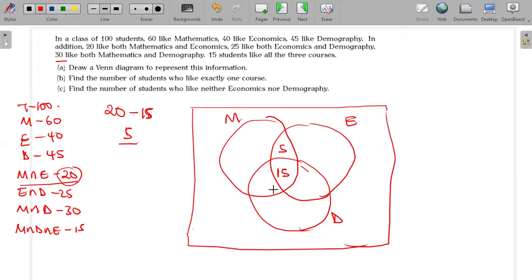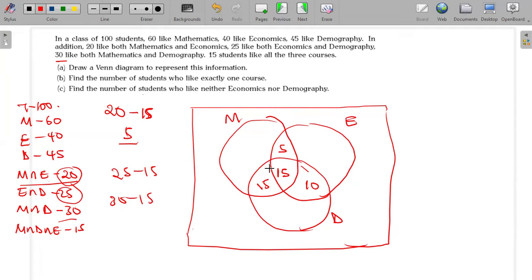Then we go to those that like economics and demography, which is this part here. They're telling us it's 25. So 25, we remove those 15, we will get 10. And then we go to mathematics and demography. They're telling us it's 30. 30, we remove the 15, which are these here. Then we will have 15. So this 15 represents those that like mathematics and demography only. They don't like anything to do with economics. Okay, so that's how this will be.